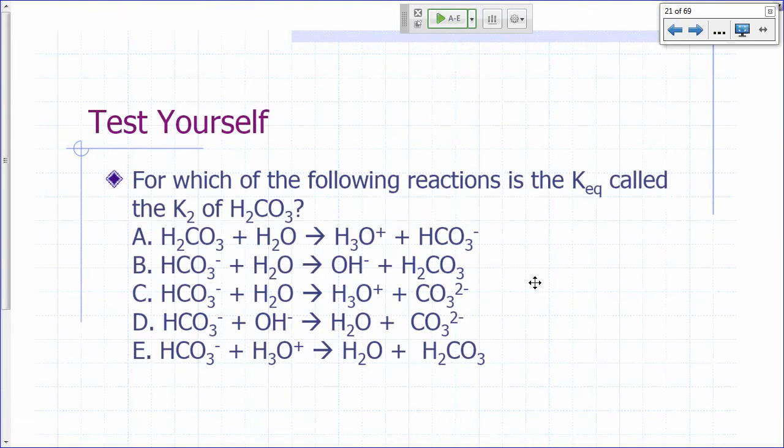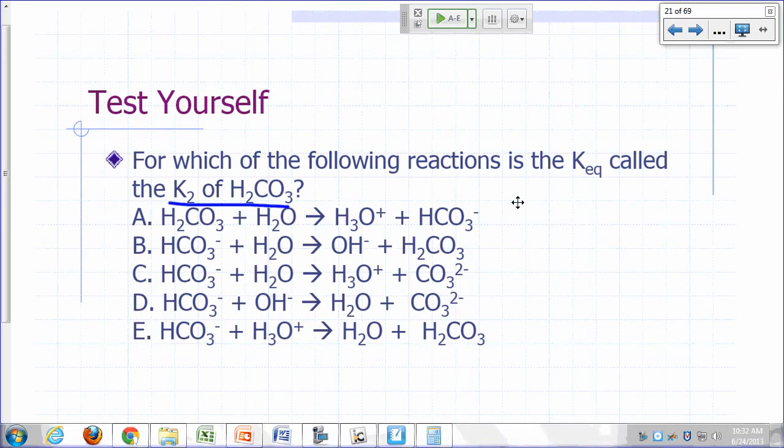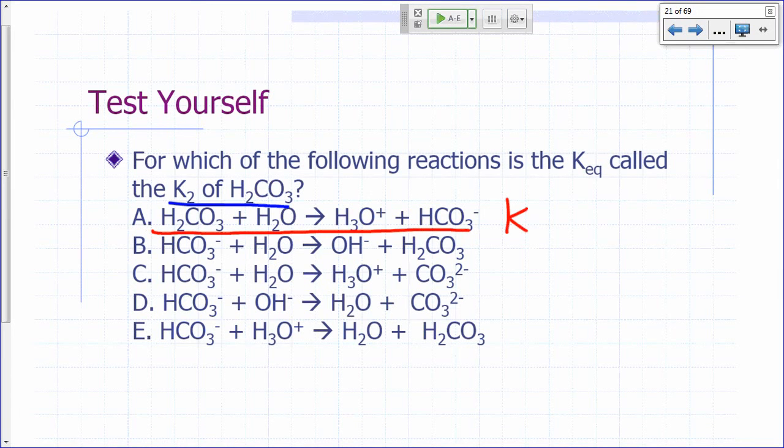All right, let's try this one. For which of the following is the K equilibrium constant called the K2 or Ka2 of H2CO3? Is it A, B, C, D, or E? Let's take a look at this. You say this is what? That's K1, right? Or Ka1.